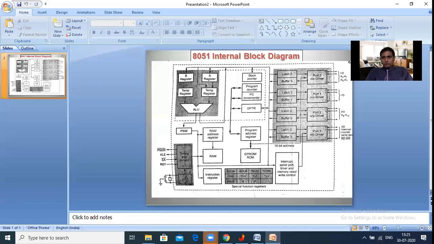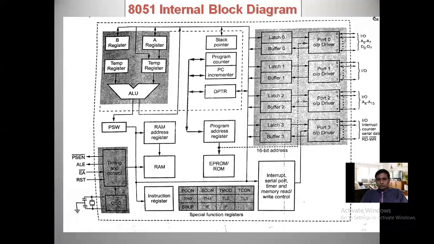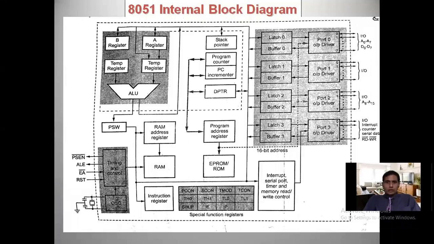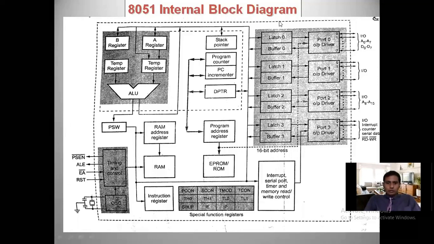See here, this is the diagram. I will highlight it. See the topic, 8051 internal block diagram. If you observe carefully, many registers and many blocks are present. Let us see in detail. In the introduction part, I already explained that the 8051 microcontroller mainly contains 4 ports, named port 0, port 1, port 2, and port 3.